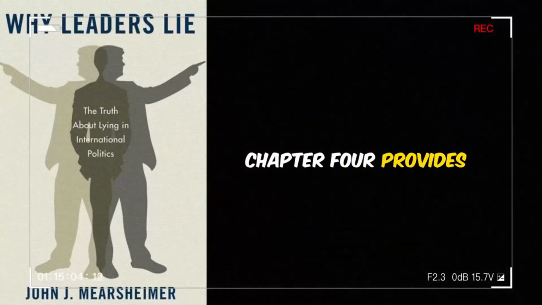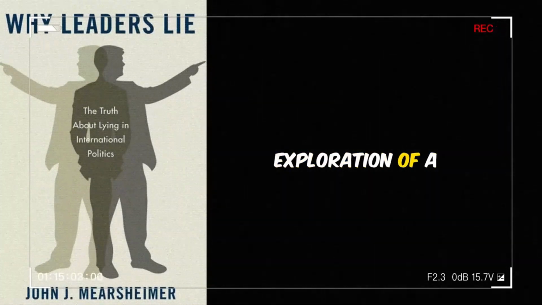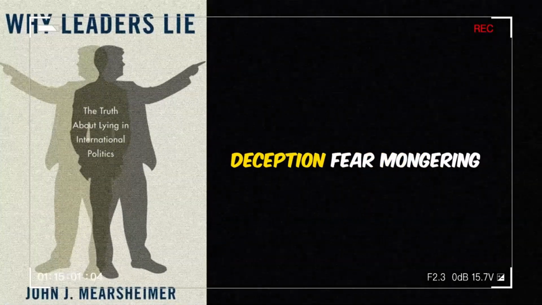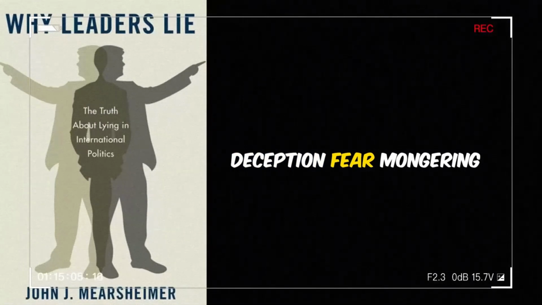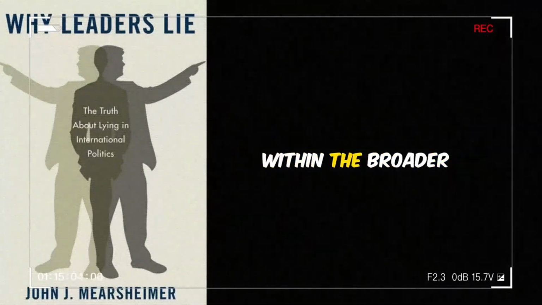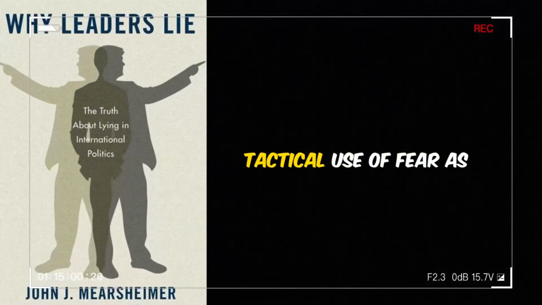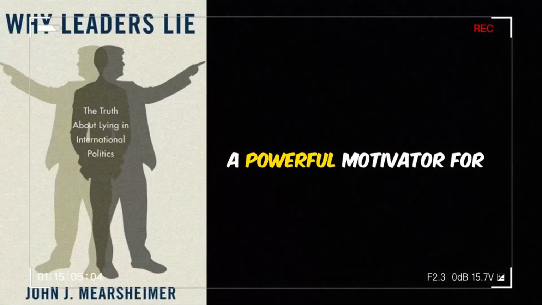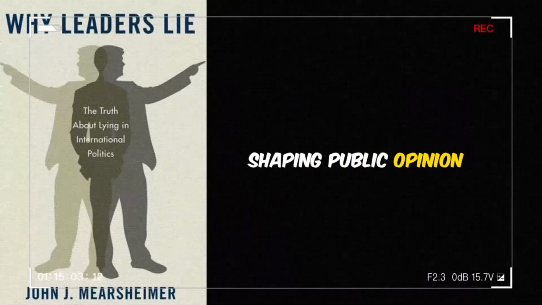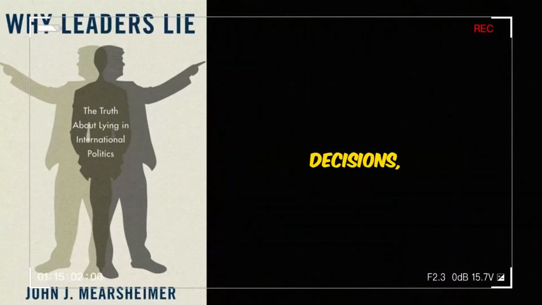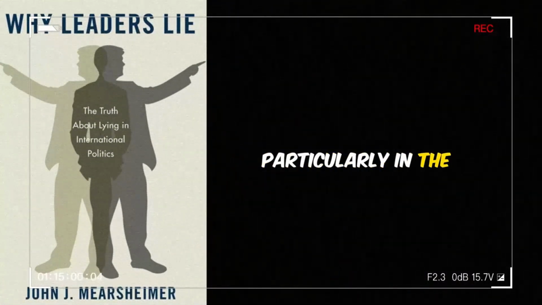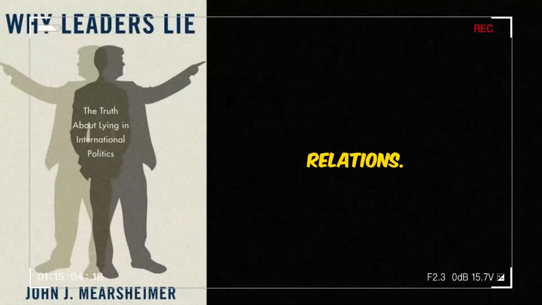Chapter 4 provides readers with a nuanced exploration of a specific form of deception, fear-mongering, within the broader landscape of international politics. It underscores the tactical use of fear as a powerful motivator for shaping public opinion and influencing policy decisions, particularly in the context of international relations.